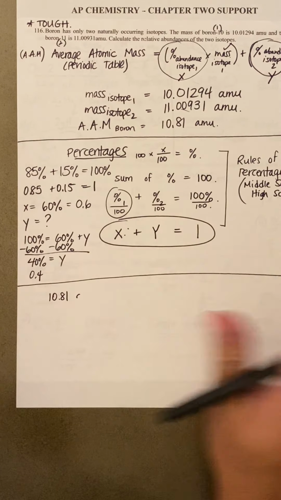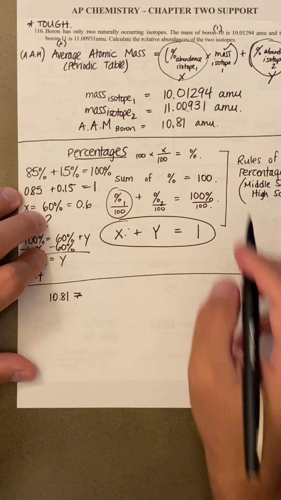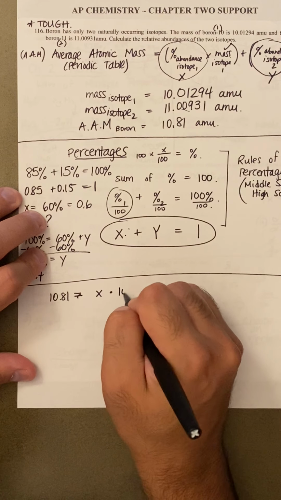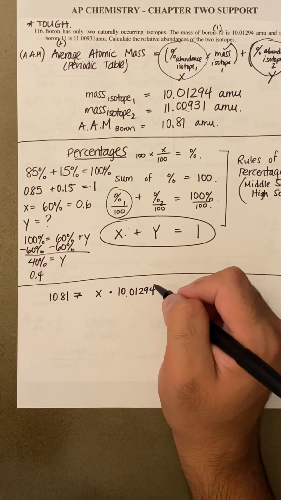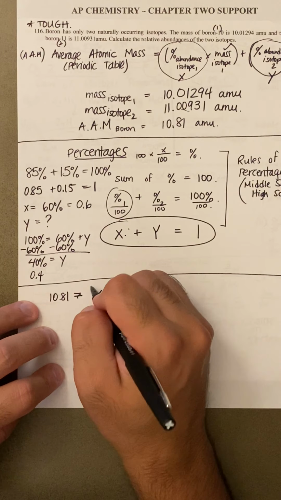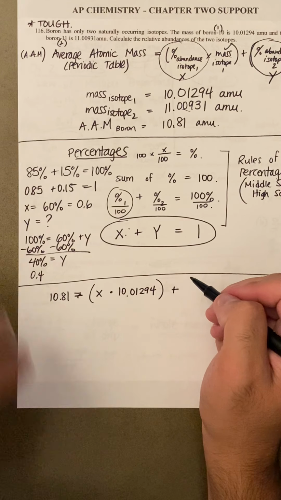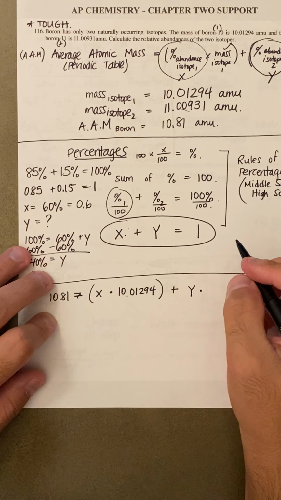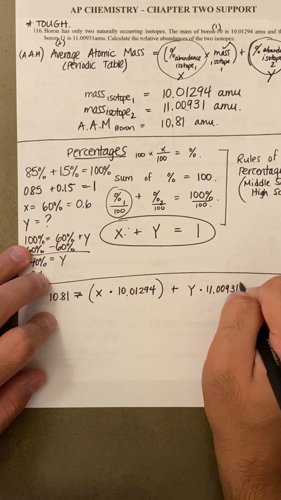Let's plug all of this in. 10.81, I'm going to get rid of units so you don't have to be bogged down by them later. 10.81 is equal to x times 10.01294, plus y times 11.00931.